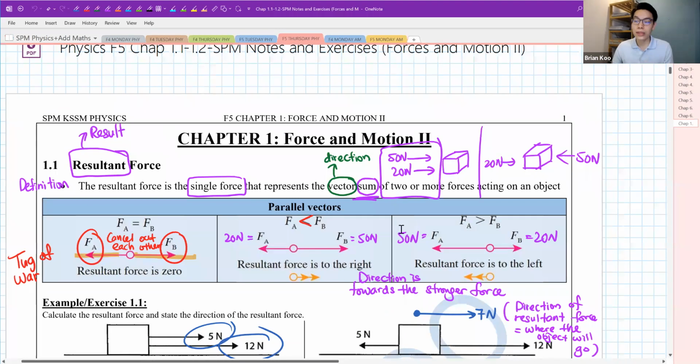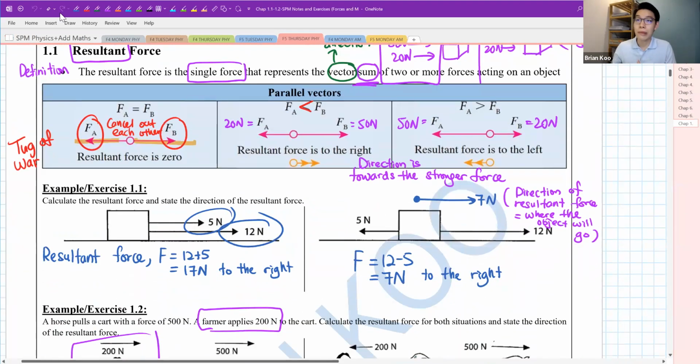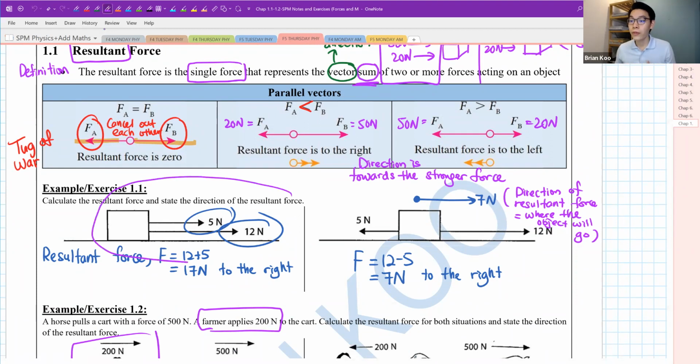So it could sometimes be a very simple question where maybe, if you look at this first example, both the forces are in the same direction. So the result would be what? A total of 17 newtons to the right side, you add together. But there are times where maybe the forces might cancel out each other.